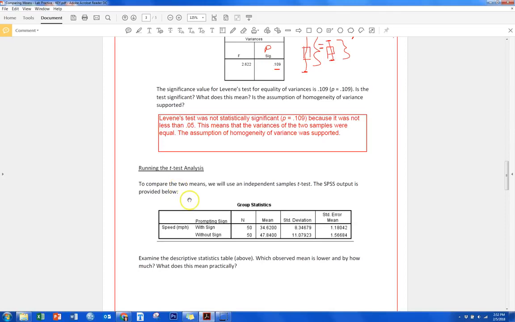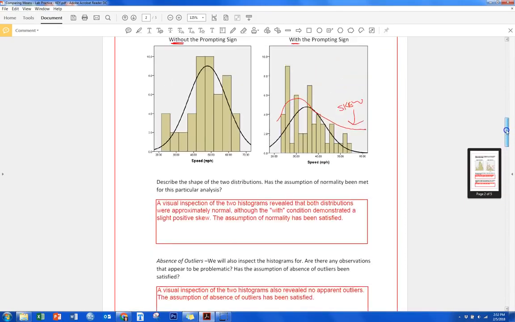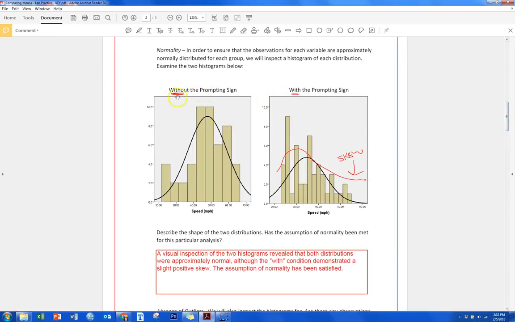To compare the two means, we will use an independent samples t-test. The SPSS output is provided below. There are different types of t-tests for different situations. Here we're dealing with an independent samples t-test because these two samples, the before and the after, without the sign and with the sign, were collected independently. The cars aren't matched up with each other in some way.